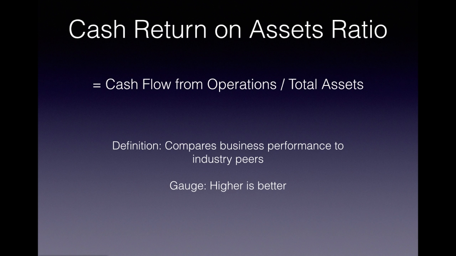For now, let's continue. The cash return on assets ratio tells an investor essentially how much cash is being made in comparison to the number of assets a company has. You can use this metric to compare business performance to others in the industry, which, by the way, is key to the question that I just asked about comparisons.